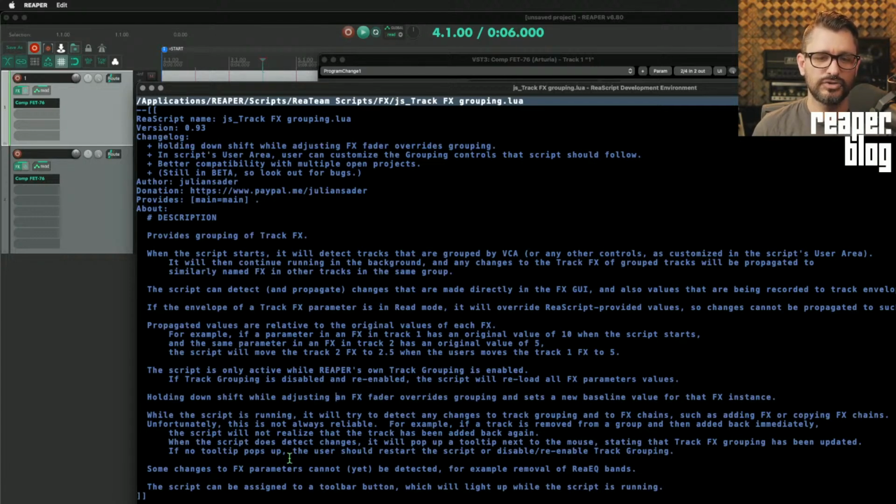While the script is running, it will try to detect any changes to track grouping and to effects chains, such as adding effects or copying effects chains. Unfortunately, this is not always reliable. For example, if the track is removed from a group and then added back immediately, the script will not realize that the track has been added back again. So there are some caveats here, but overall, it does seem pretty good.